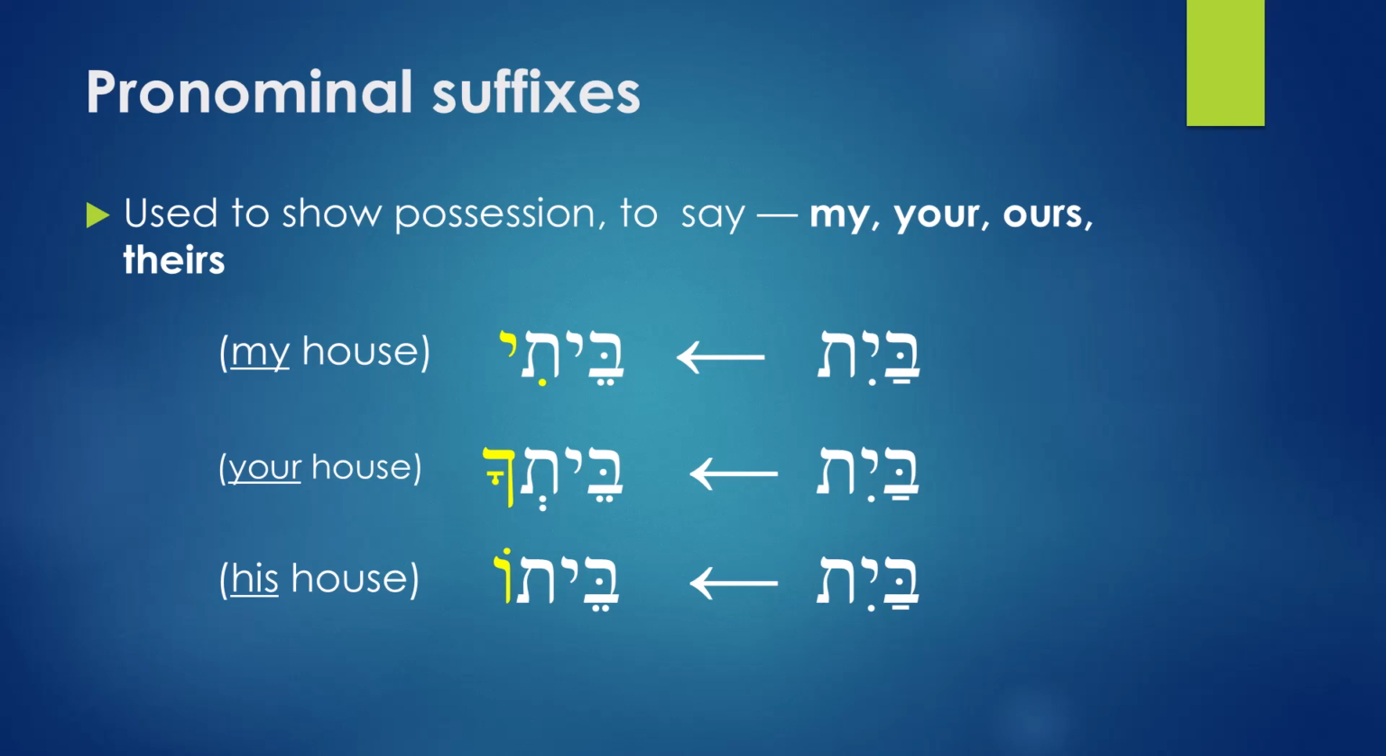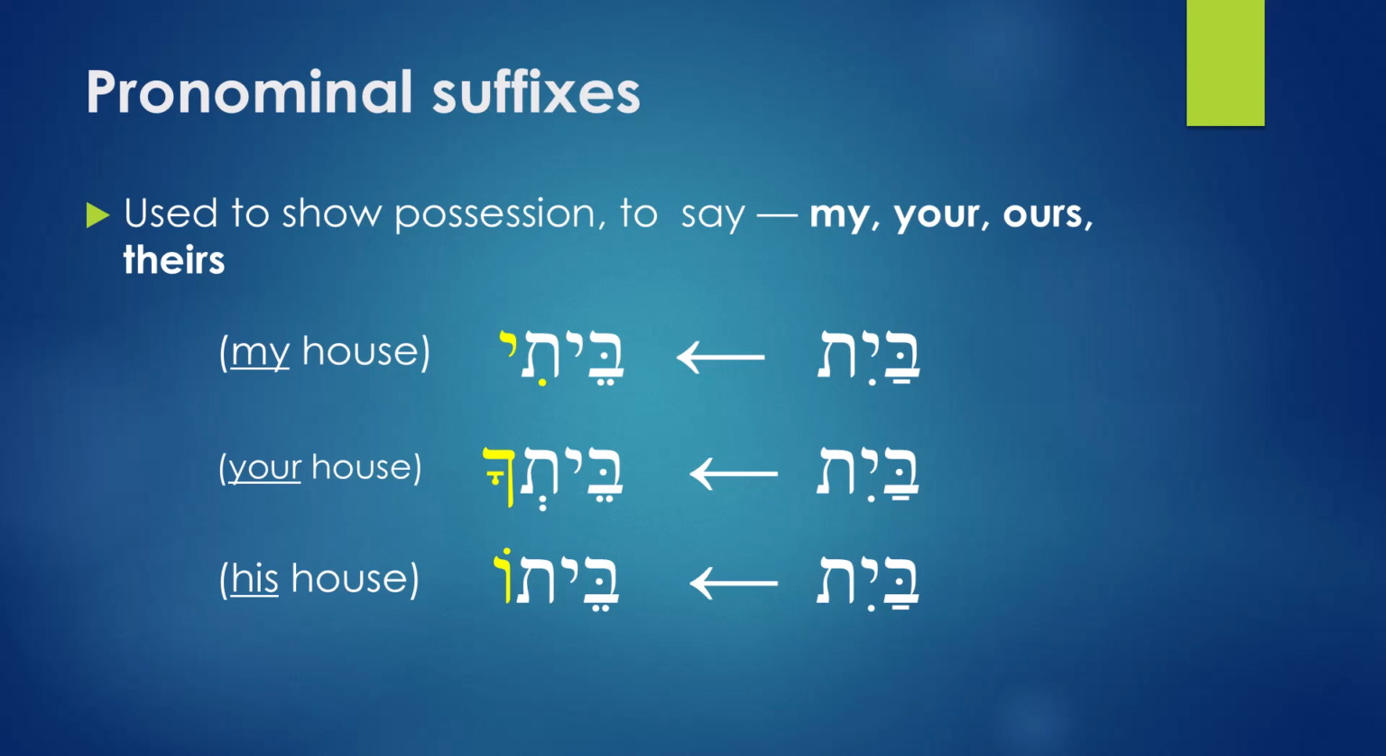Now notice three things here. Number one, the pronominal suffixes are added to show possession. My, your, his, theirs. Those are pronominal suffixes showing you possession by adding these endings that we're going to see. And so when you see these at the end of a noun, these are showing possession.